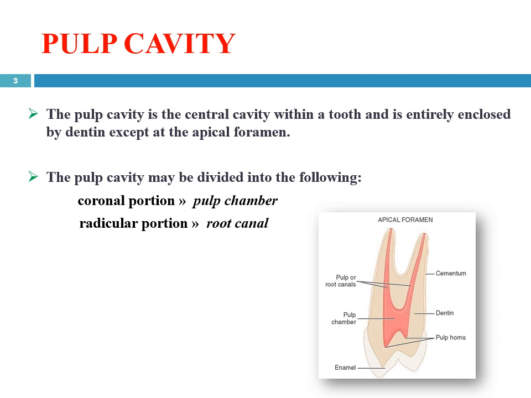So coming to the pulp cavity, it is a central cavity within the tooth, and it is entirely enclosed by the dentin except at the apical foramen. The pulp cavity is generally divided into the coronal portion and the radicular portion. The coronal portion is also termed the pulp chamber, and the radicular portion is termed the root canal.